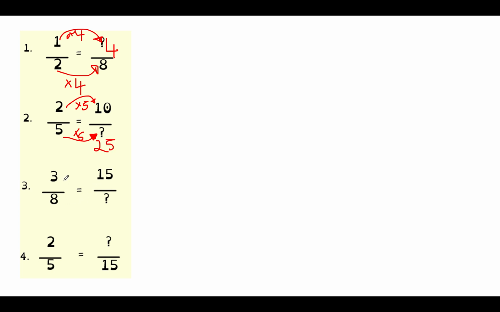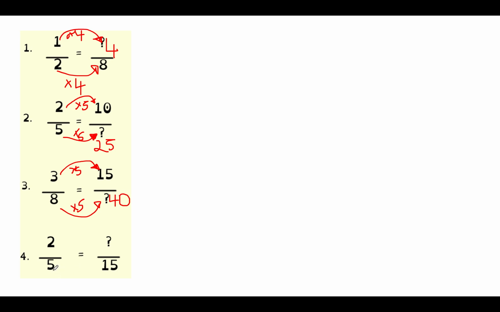Next one. Okay, we can't do it there because we don't know it. So we're going to have to figure out what we times my 3 by to get to 15. So 3 times by 5 gets 15. So whatever we do to the numerator, we do to the denominator. So we're going to times 8 by 5 to get my answer, 40.